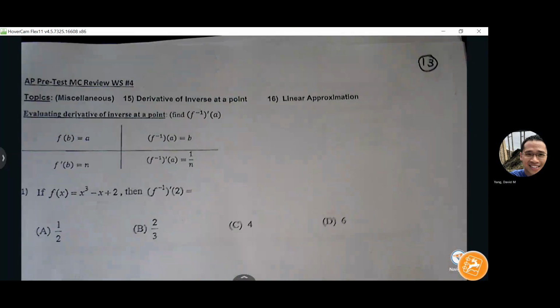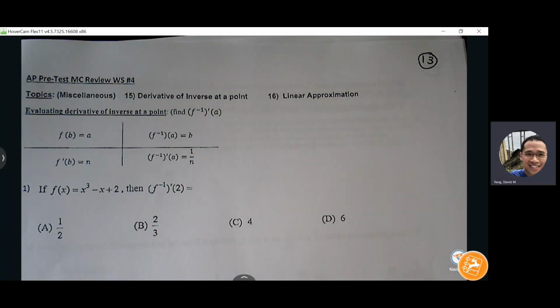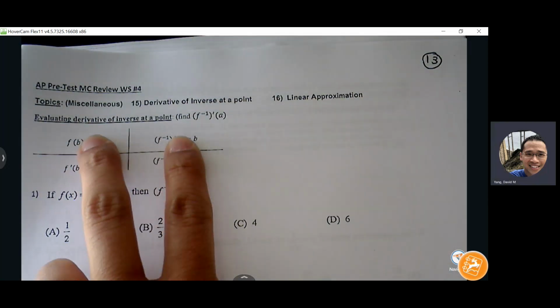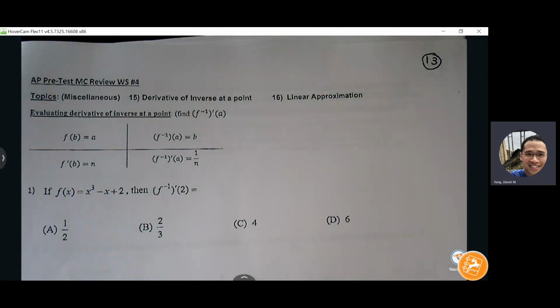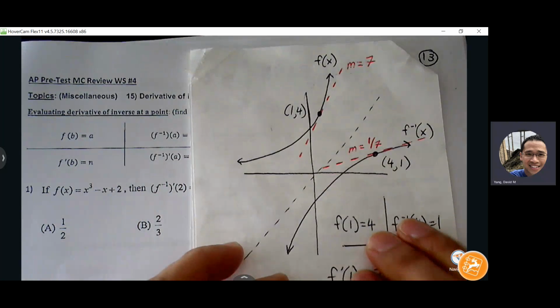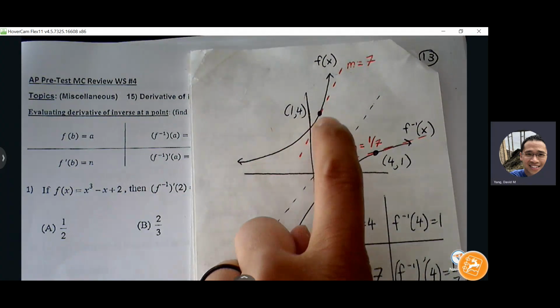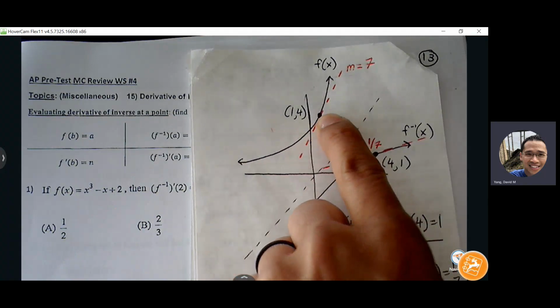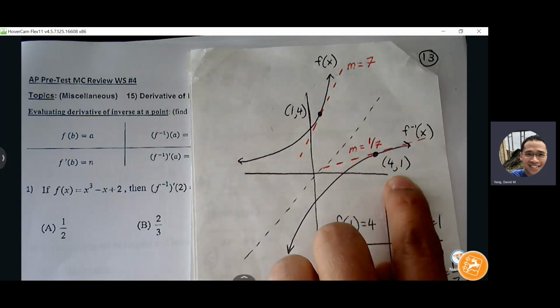Okay, so page 13. I think I did go over this as we were reviewing first semester topics a couple of weeks ago. But just to remind you, for the derivative of inverse at a point, there's a very specific relationship that I want to review with you. It's the idea that if I have two functions that are inverses of each other, there's a special relationship in terms of their order pairs. So if there's an order pair that lives on one function, the inverse is going to have a flipped order pair that lives on that graph.